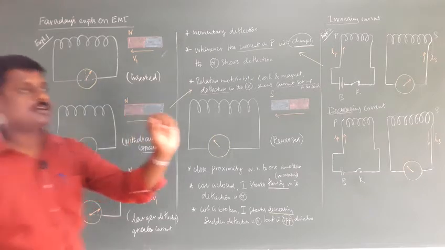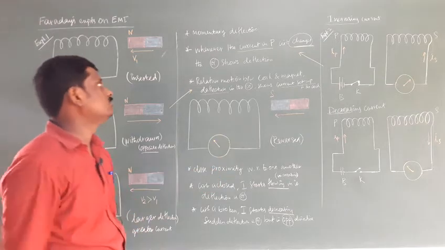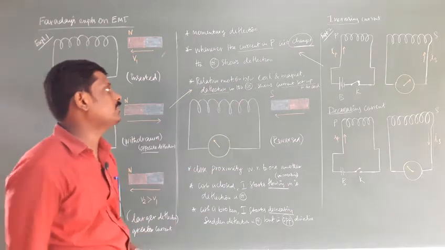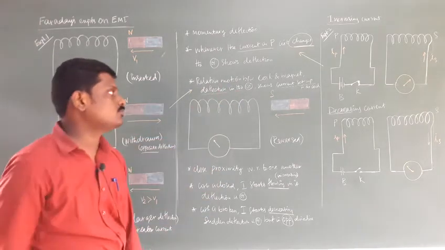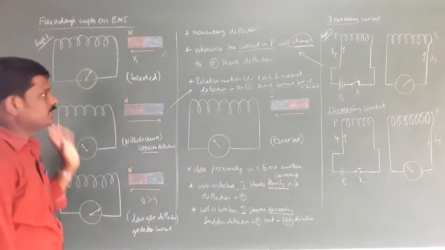Consider this as a coil and I am inserting fast, so both are moving. There is a relative motion between the coil and the magnet. There is a deflection in the galvanometer, so current is set up in the coil. So these are the results of the first experiment.